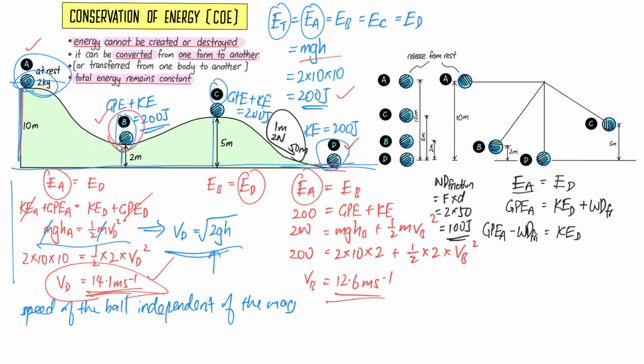Depending on which presentation you are more comfortable with and understand better, you can write either; both are the same. You will know that the KE at point D will be lower than just now because of the frictional force experienced, and the speed of the ball at point D will definitely be lower than 14.1. You can do the calculation. So that's how you solve it.